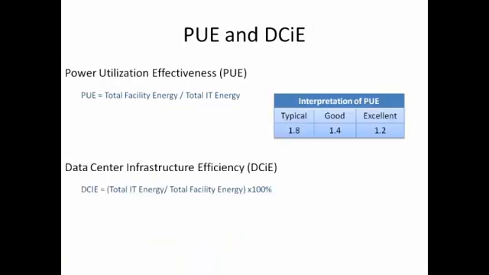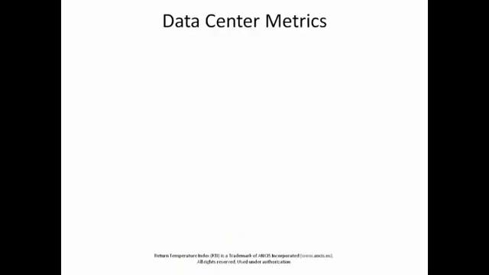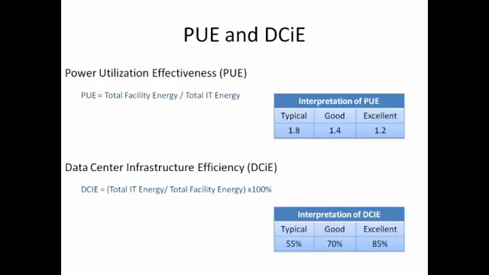And PUE and DCiE are really just inverses of one another. The range for them in terms of goodness for PUE is down around 1.2. Typically you see them around 1.8 or worse. You'll see some of these worse today. Good is around 1.4. Just ranges to keep in mind. DCiE is actually a percentage number where 100% is excellent. 100% means that effectively there is no cooling energy required. The window's open, I suppose, and you're in Alaska. That would be DCiE of 100%.